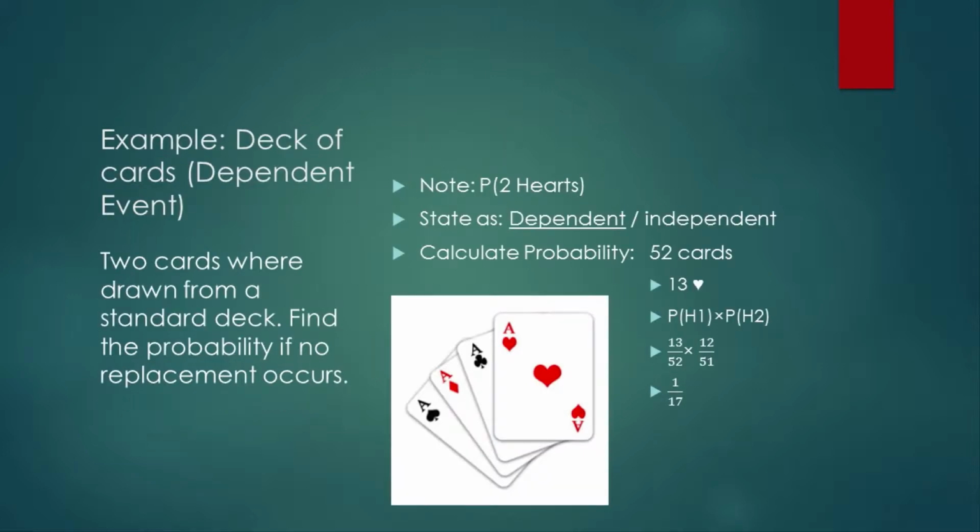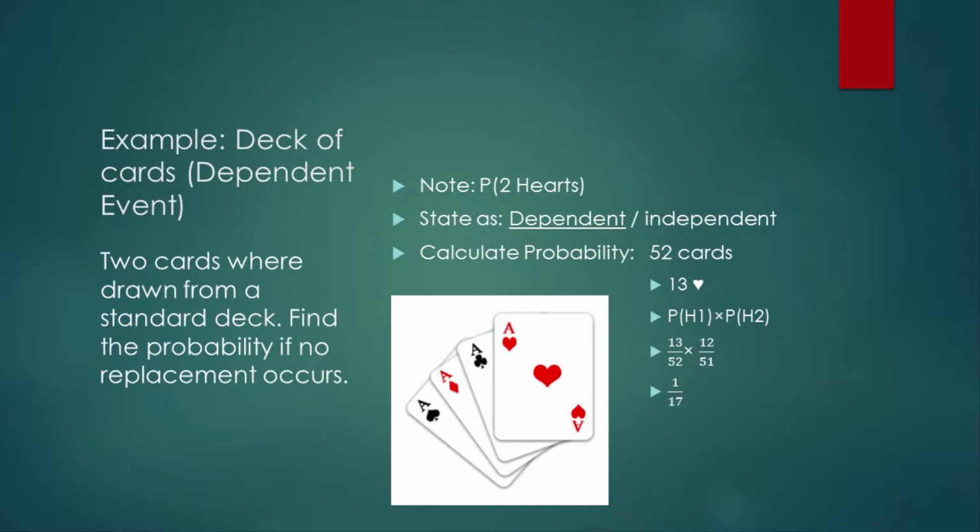Okay, moving on to the examples. With the deck of cards, two cards are drawn from a standard deck. Find the probability if no replacement occurs. Note, P is two hearts, meaning that two hearts can be drawn right after each other from the deck of cards. State that the event is either dependent or independent.